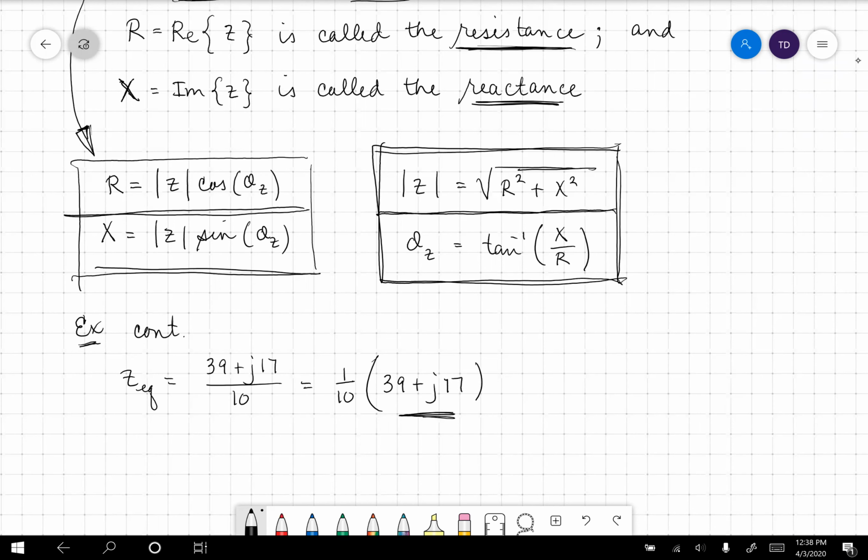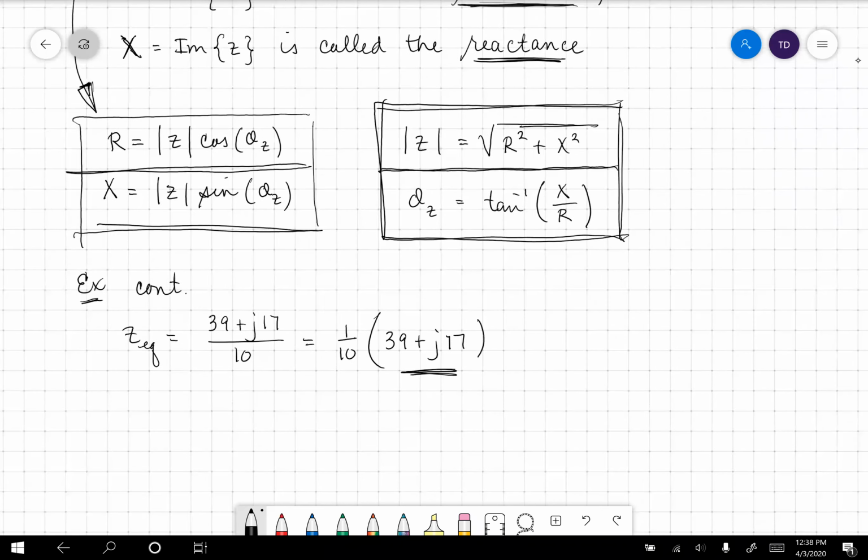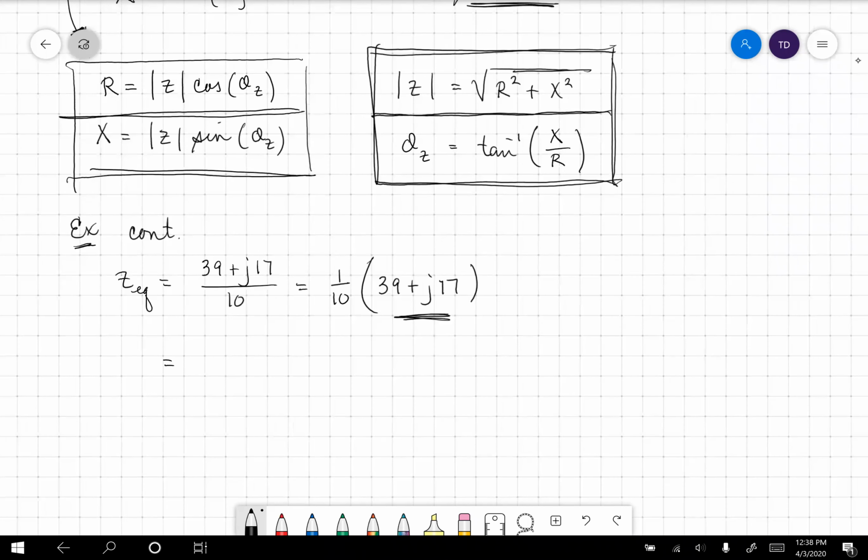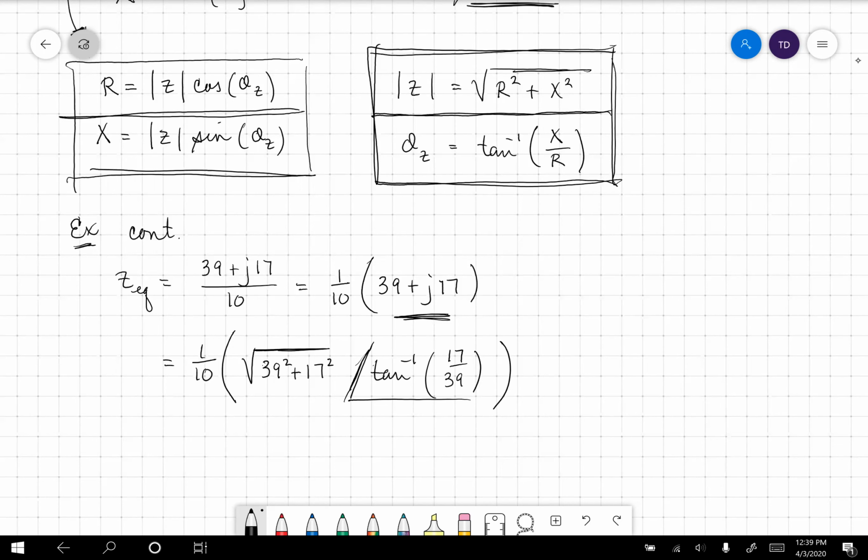Let's take this part here and let's convert that. So this is equal to 1/10 times, converting it, the square root of 39 squared plus 17 squared at an angle tan inverse of 17 over 39. I'm just going to give you some numbers so you have some numbers.